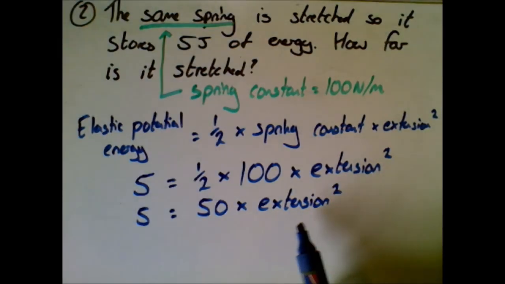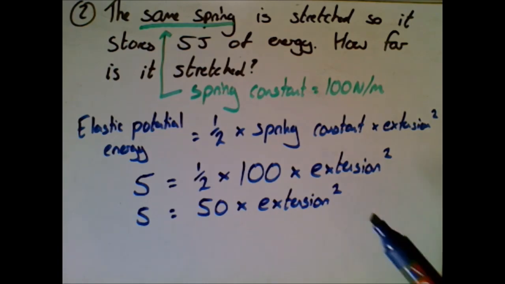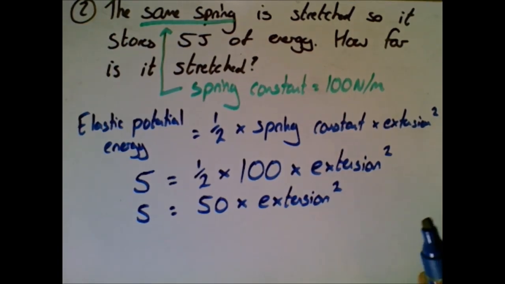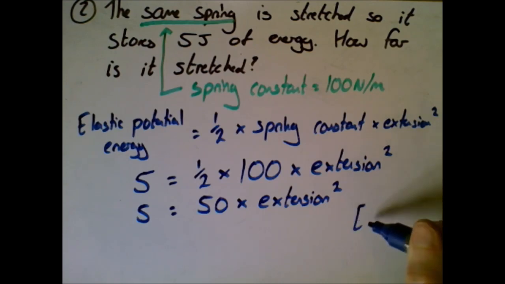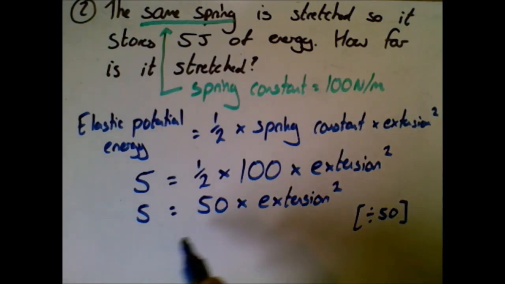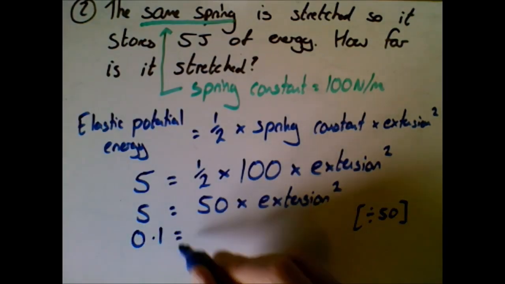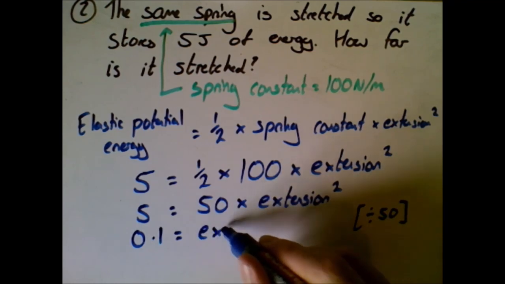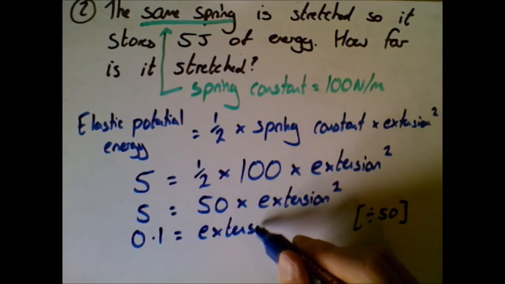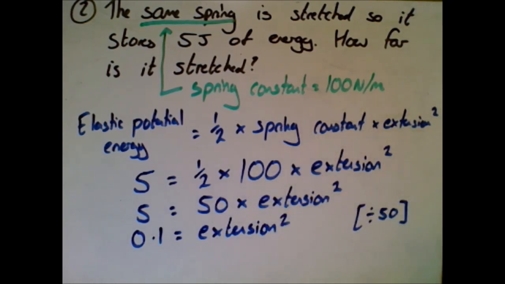Okay, well, here's what we don't know. 5 equals 50 times that. Think maths. If I want to get extension on its own, I need to divide by 50. Now I am going to use the brackets like you might do in maths just to show what you're doing. So I'm dividing both sides of this equation by 50. 5 divided by 50 is 0.1. You can check that on your calculator if you need to. And so on this side, the 50 has gone. So I've got 0.1 equals extension squared.